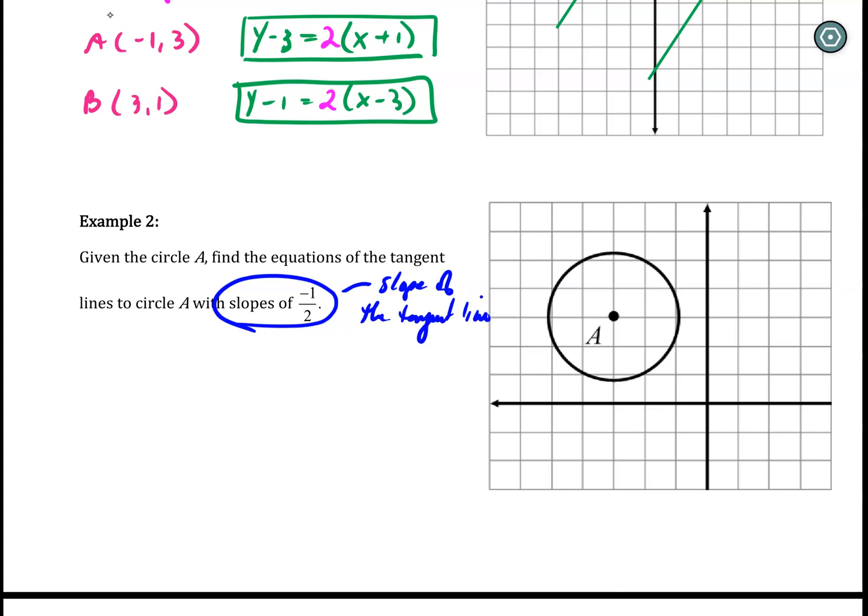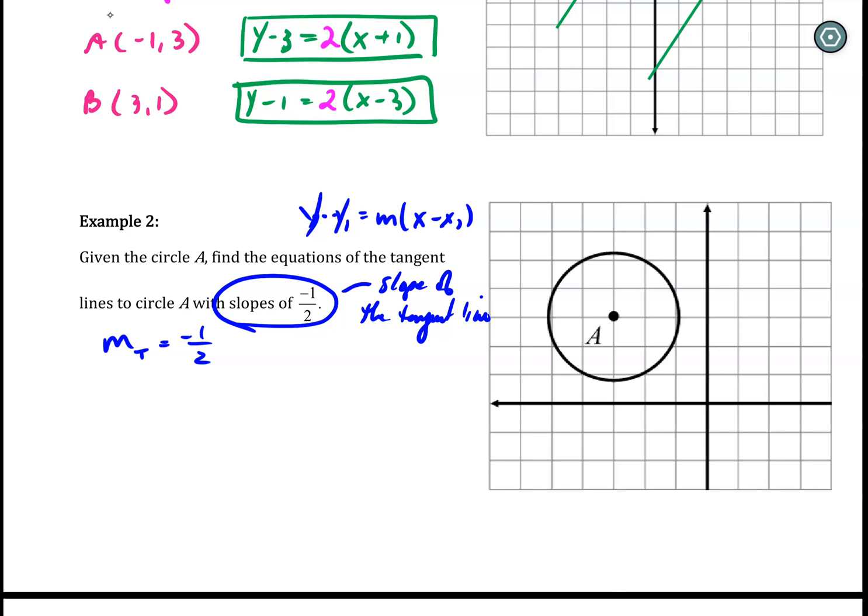So they're telling me that, and I'm just going to abbreviate that as t with a little m, right? Oh, sorry. I meant m with a little t, slope of the tangent, right? They want that to be -1/2. So that would be my m in my equation of y minus y1 equals m times x minus x1. That's my m, negative 1/2.